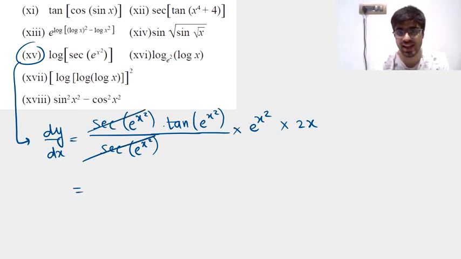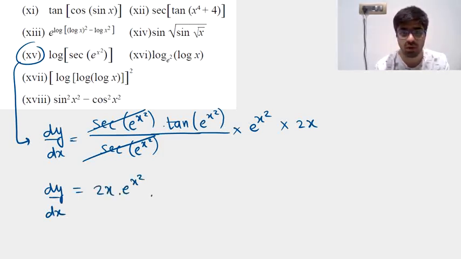The term sec gets cancelled, and the final expression for dy by dx is 2x e power x square into tan of e power x square.